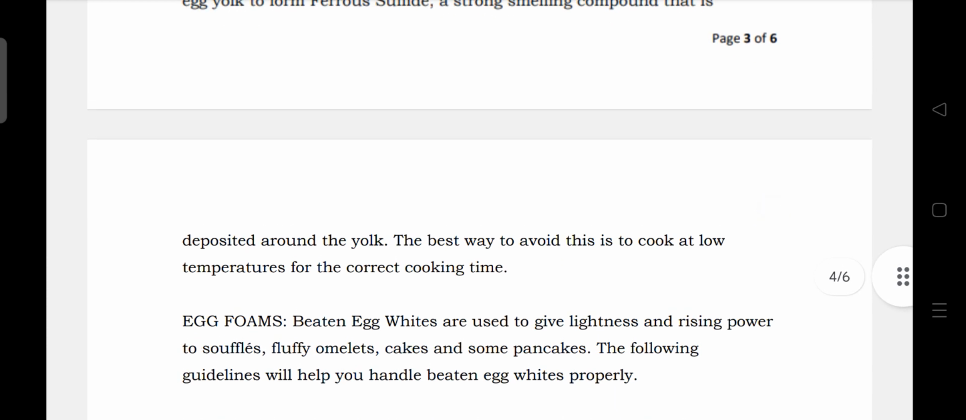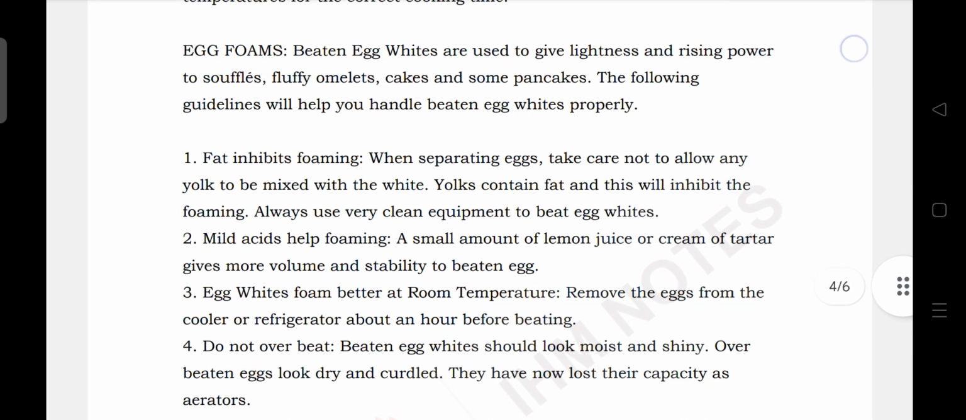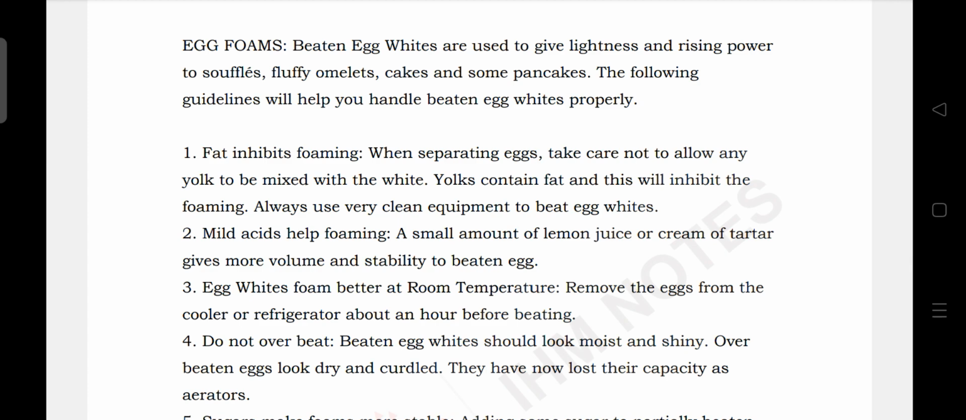Next is egg foam. Beaten egg whites are used to give lightness and rising power to souffles, fluffy omelets, cakes, and some pancakes. The following guidelines will help you handle beaten egg whites properly. The first one is fat inhibits foaming. When separating eggs, take care not to allow any yolk to be mixed with the white. Yolk contains fat and this will inhibit the foaming. Always use very clean equipment to beat egg whites.